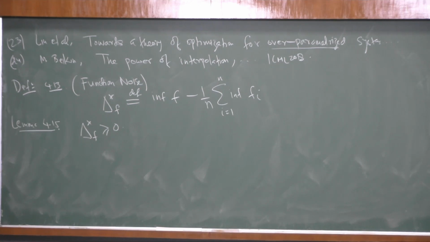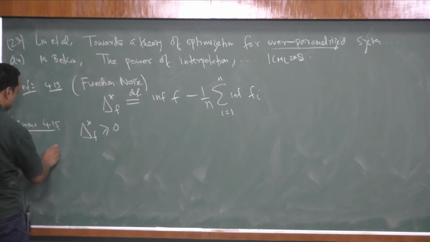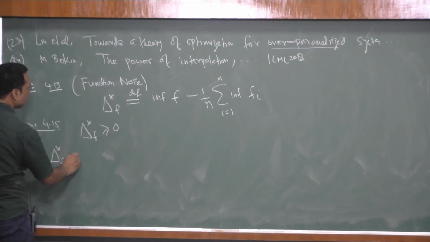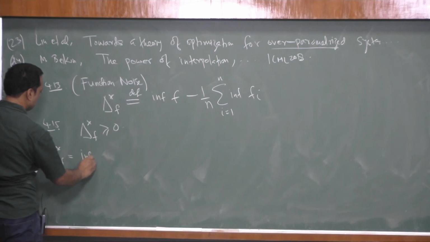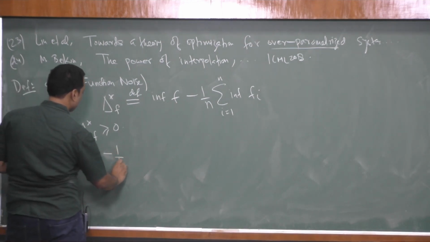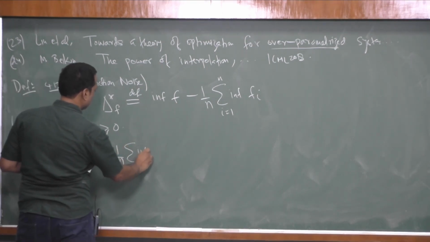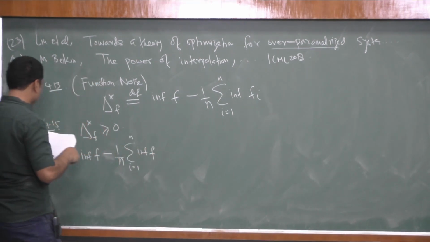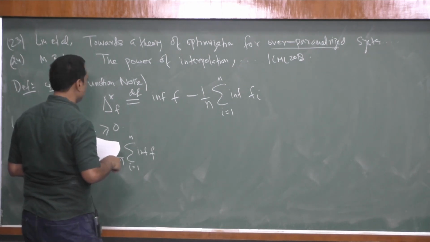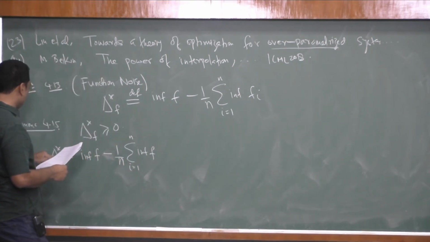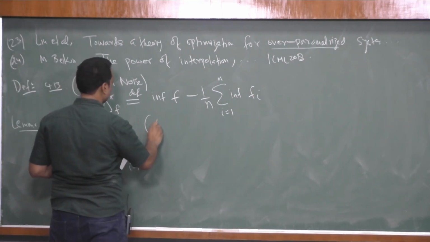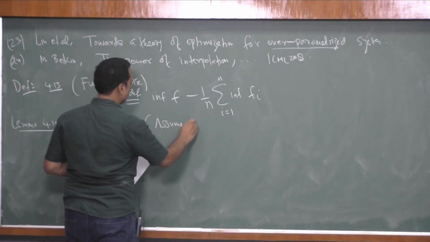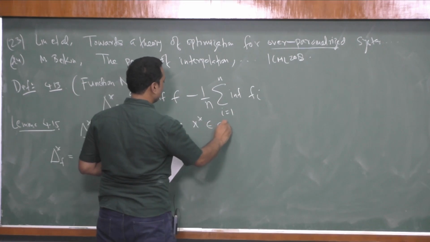So we start with the definition of delta star f and see where we go from there. Delta star f is the infimum of f minus 1 over n times the sum of the infimum of fi, i equals 1 to n. Let us say x star is in the argmin. So assume x star is the minimizer of f itself.